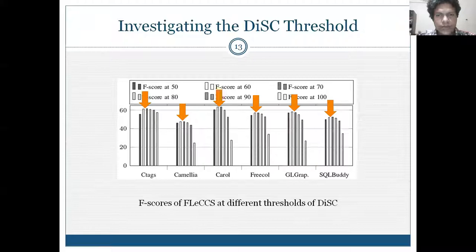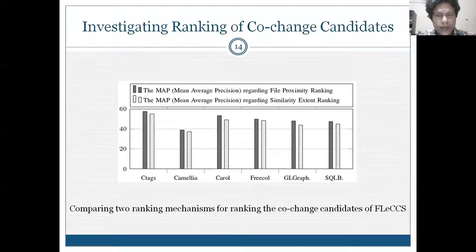We have also investigated two ranking mechanisms for ranking the question candidates suggested by FLeCCS. These two ranking mechanisms are file proximity ranking and similarity extent ranking. We have determined the mean inverse precision of these two ranking mechanisms. We find that the MAP, that means the mean inverse precision of file proximity ranking, is always a bit higher than that of similarity extent ranking.